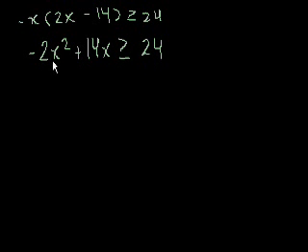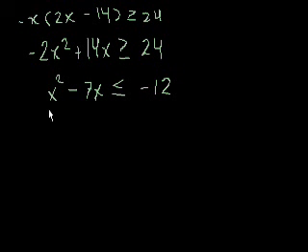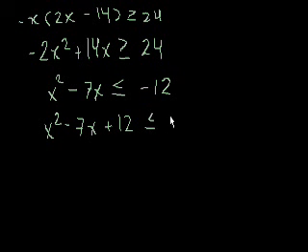I don't like any coefficient in front of my x squared term, so let's divide both sides of this equation by negative 2. So we get x squared minus 7x. And remember, when you divide by a negative number, you switch the direction of the inequality. So we're dividing by negative 2, so we switched it from greater than or equal to, to less than or equal to. And then 24 divided by negative 2 is minus 12. Now we can bring this minus 12 onto the left-hand side, add 12 to both sides. We get x squared minus 7x plus 12 is less than or equal to 0.